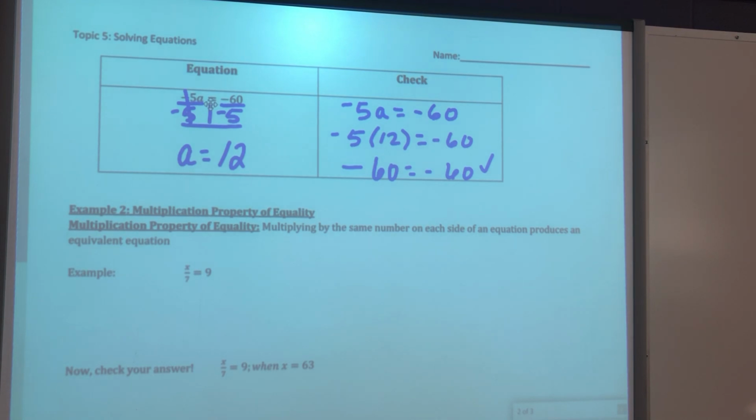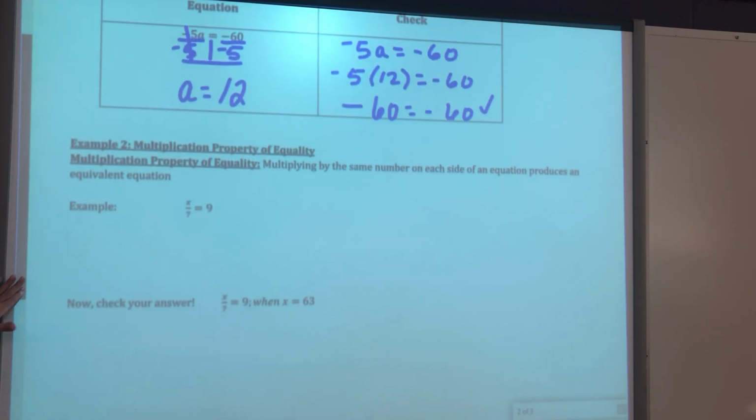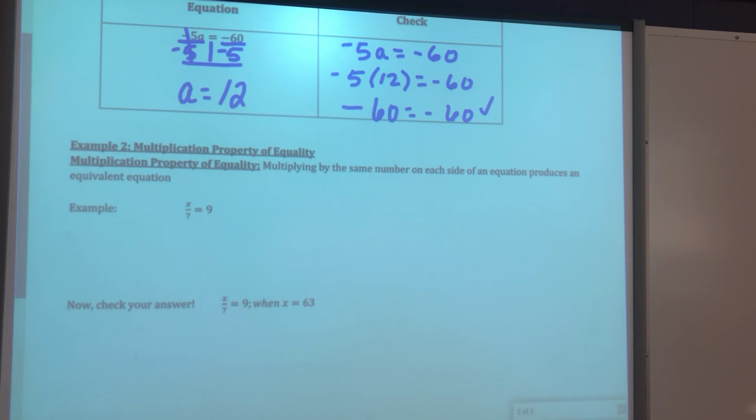Alright, so multiplication property of equality. Multiplication property of equality says multiplying by the same number on each side of an equation produces an equivalent equation. Okay. So we're still trying to get that value of 1. X is being divided by 7. What's the inverse of dividing by 7? Multiplying by 7. Now, why does this work? And why is this okay?